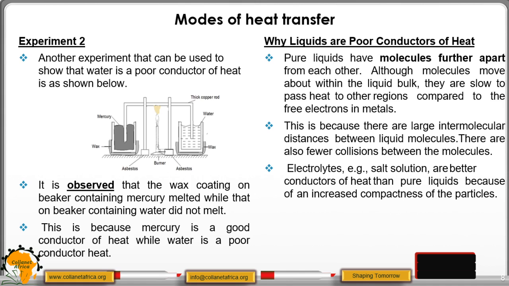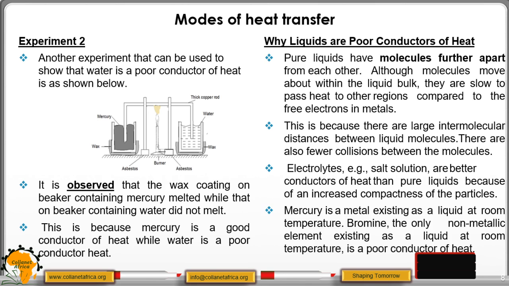We have other liquids that conduct heat. We call them electrolytes. And these are solutions, for example, salt solution. These are better conductors of heat because when you are making a solution, you are adding particles to a pure liquid, and therefore you increase the compactness of the particles. This reduces intermolecular distances, and therefore it increases the collisions between the molecules, and therefore those solutions or those liquids will conduct heat.